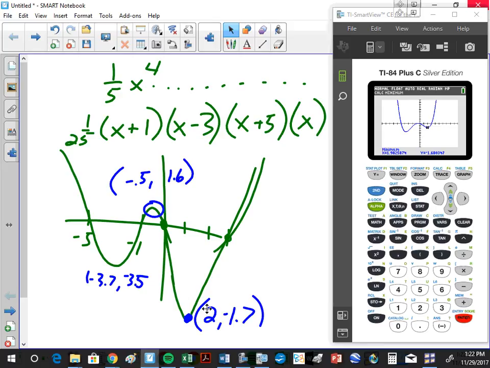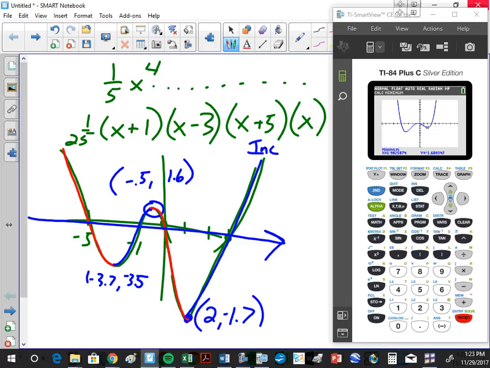Now we need to break this up into increasing and decreasing. How many decreasing segments are there? So this is a decreasing segment, and this is a decreasing segment. And then that is an increasing segment, and that is an increasing segment. We need to divide up the entire x-axis into increasing or decreasing.